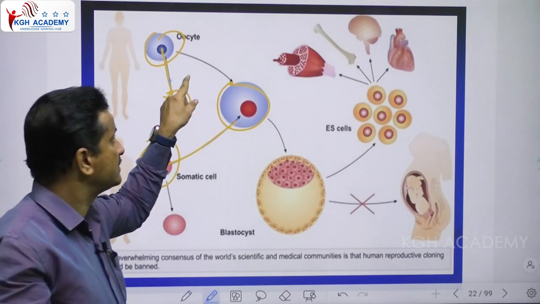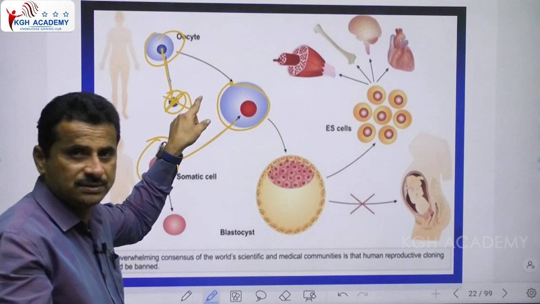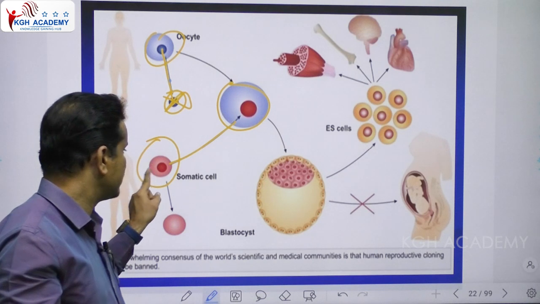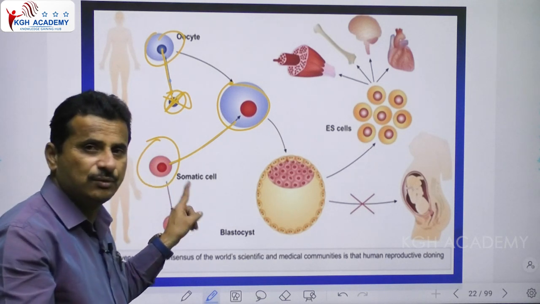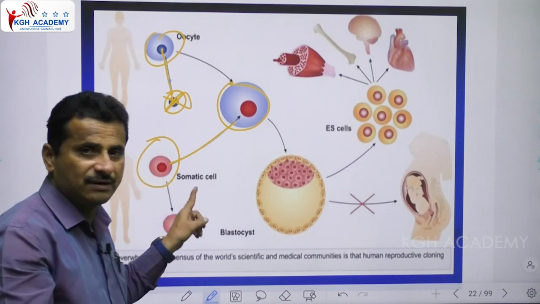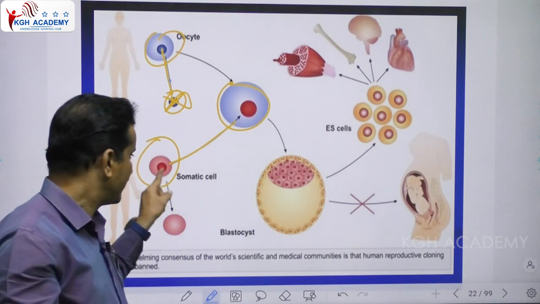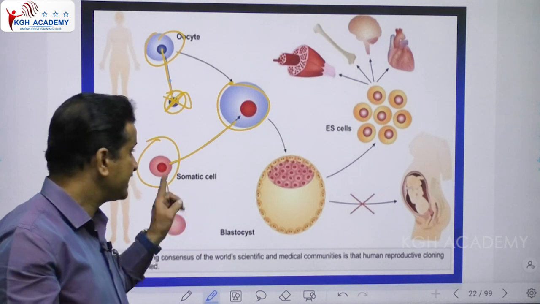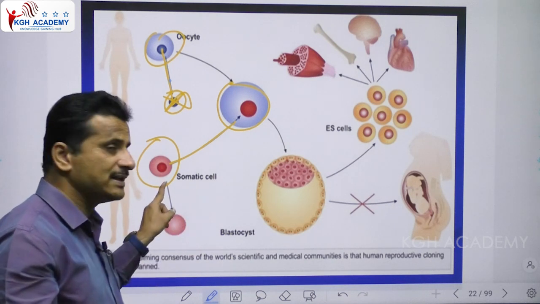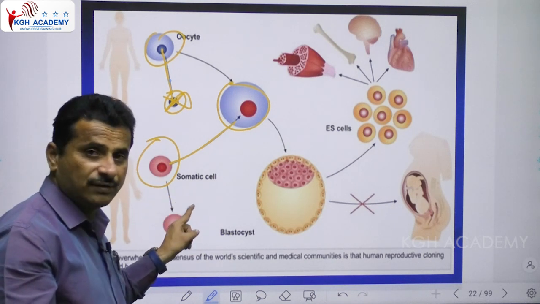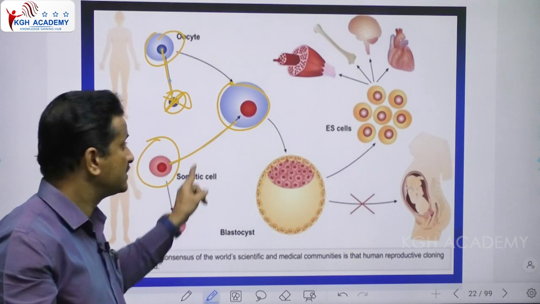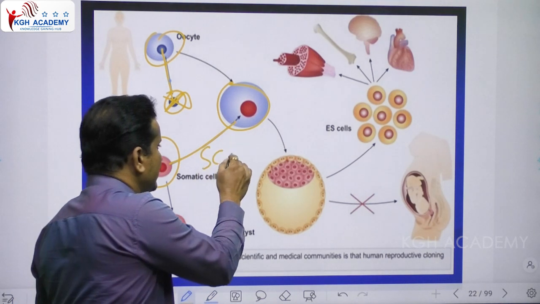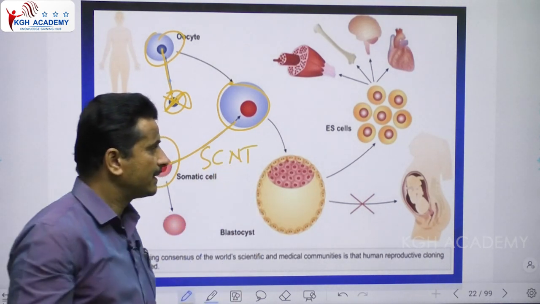From a female, we are isolating an egg or oocyte and removing the nucleus. Next, we isolate a somatic cell, a body cell, from a person, male or female, and isolate its nucleus. In the next stage, we transfer this isolated nucleus from the somatic cell into the egg. So that's why this is called SCNT, somatic cell nucleus transfer.